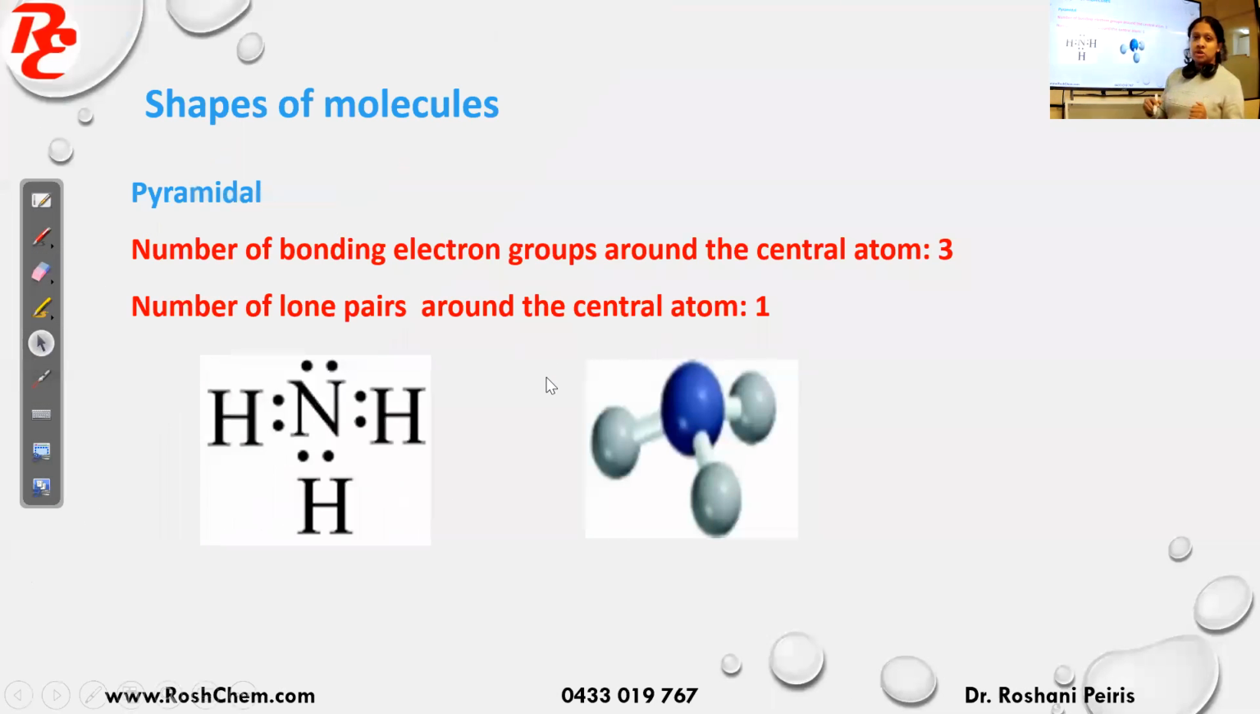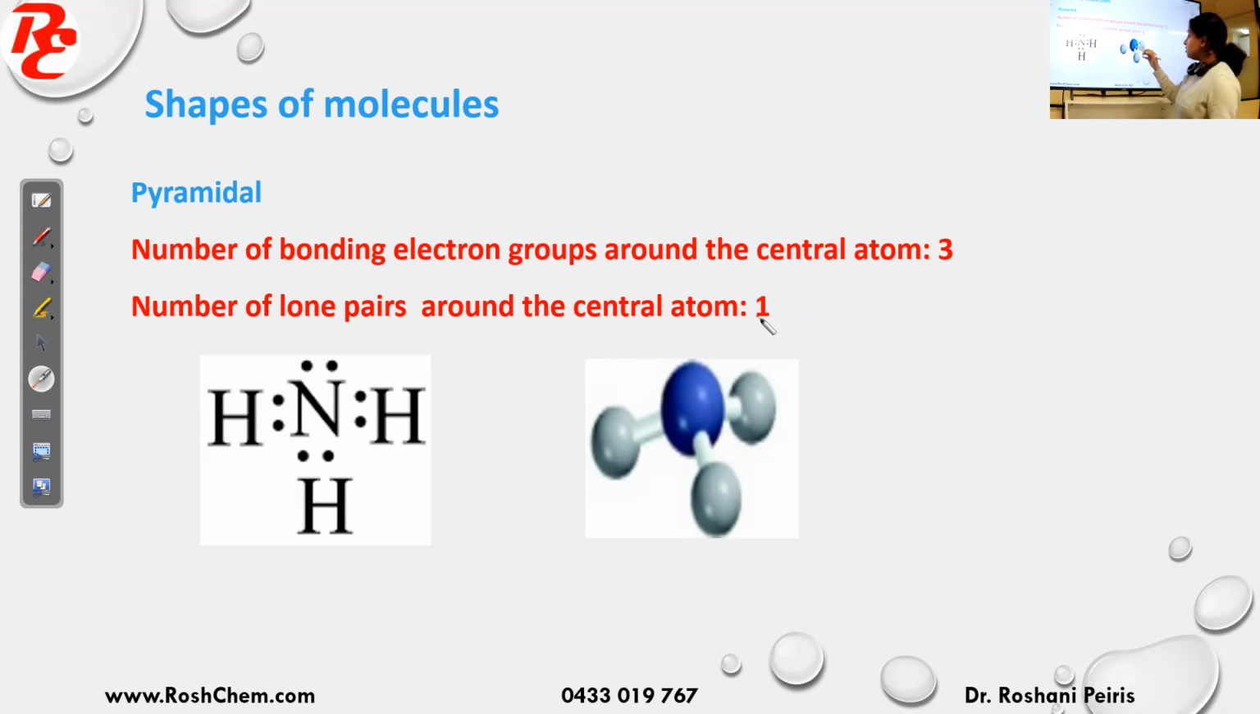Okay, the next one is pyramidal. In pyramidal, around the central atom you should have 3 groups, but also you got 1 lone pair on the central atom. Like ammonia. So nitrogen, around nitrogen you got 3 groups, 3 hydrogens. Also the nitrogen got 1 lone pair. So when you have 3 and 1, you say the shape is pyramidal.